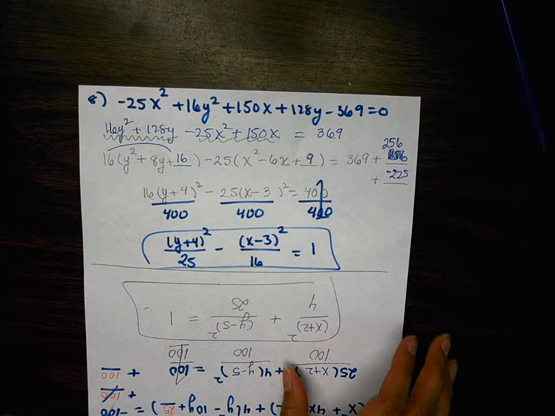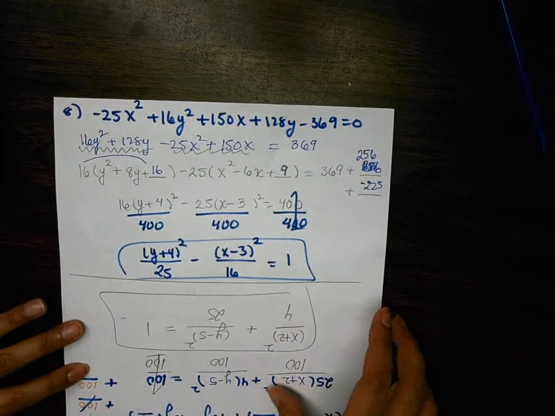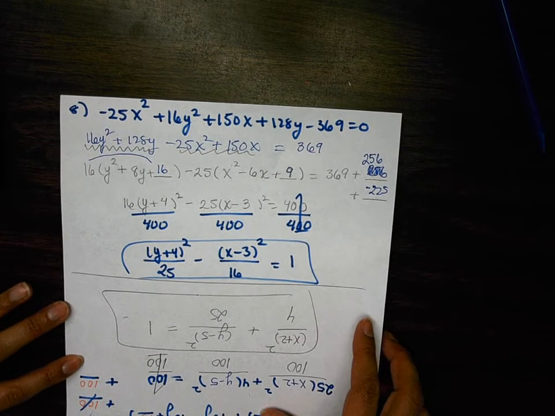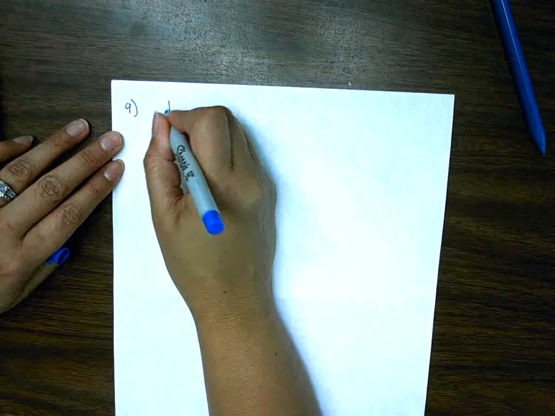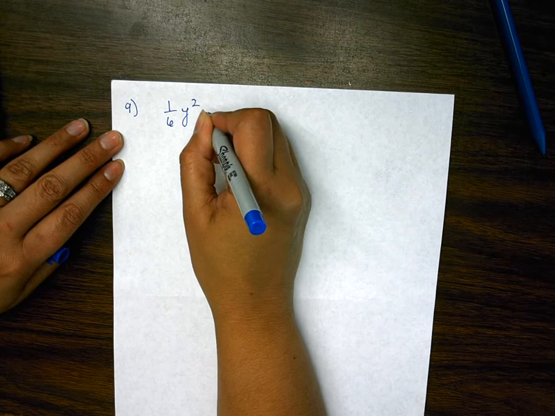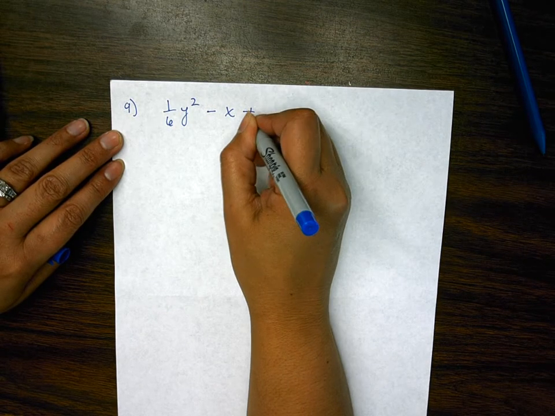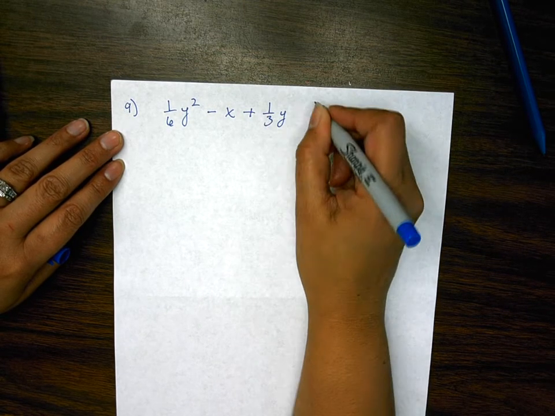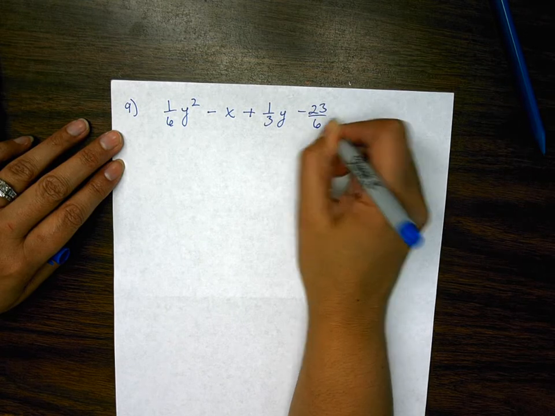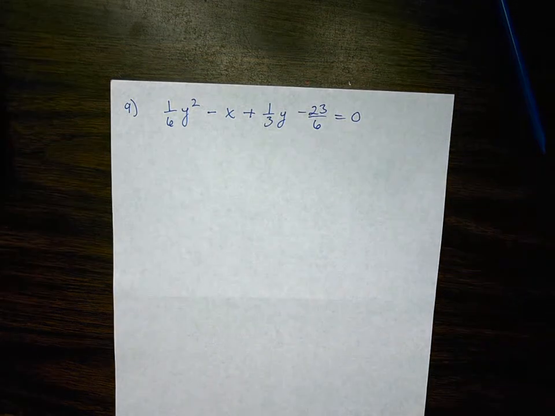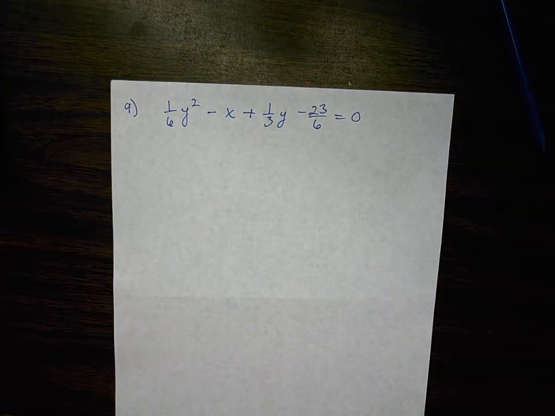You guys also wanted to see number 9. Is that correct? Oh, I'm glad 9 came up. Can I move this out of the way now? Okay. Is number 9 also right in descriptive form? Okay. 1/6 y squared minus x plus 1/3 y minus 23 over 6 equals 0.